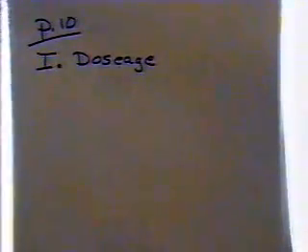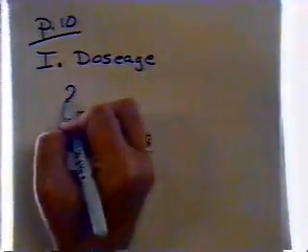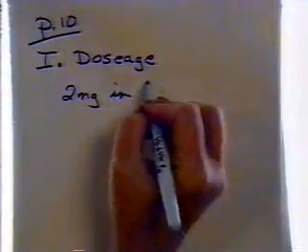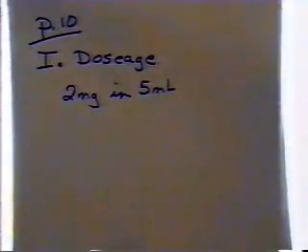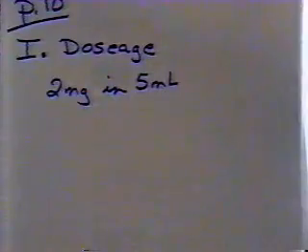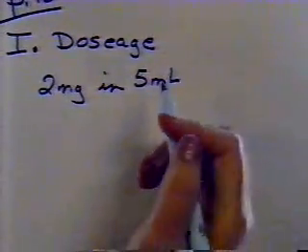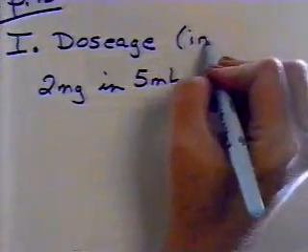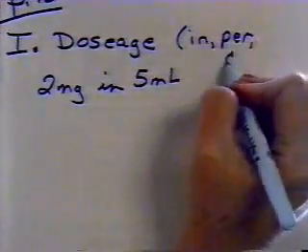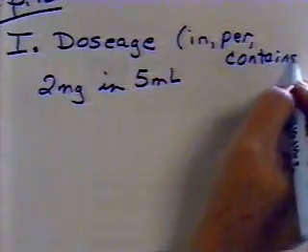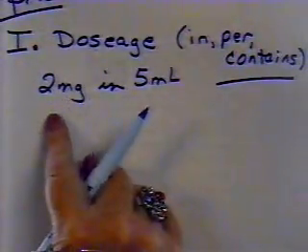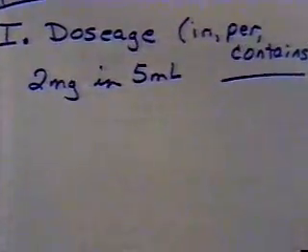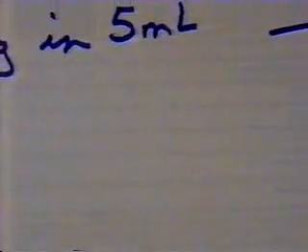These will be when I pick up a bottle and it says something like there's 2 milligrams of drug in 5 milliliters. These problems will always say in, per, or contains. And this will be what is going to be on the label of a bottle when we are giving drug dosages. So if I see 2 milligrams in 5 milliliters, oops, got a little carried away there.